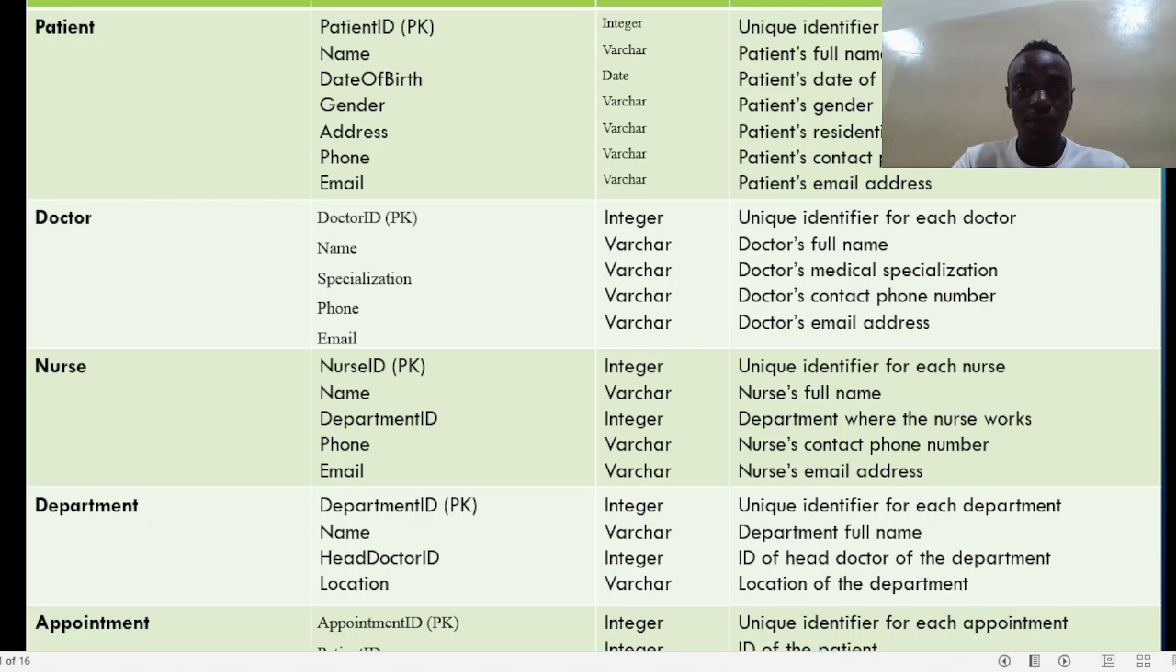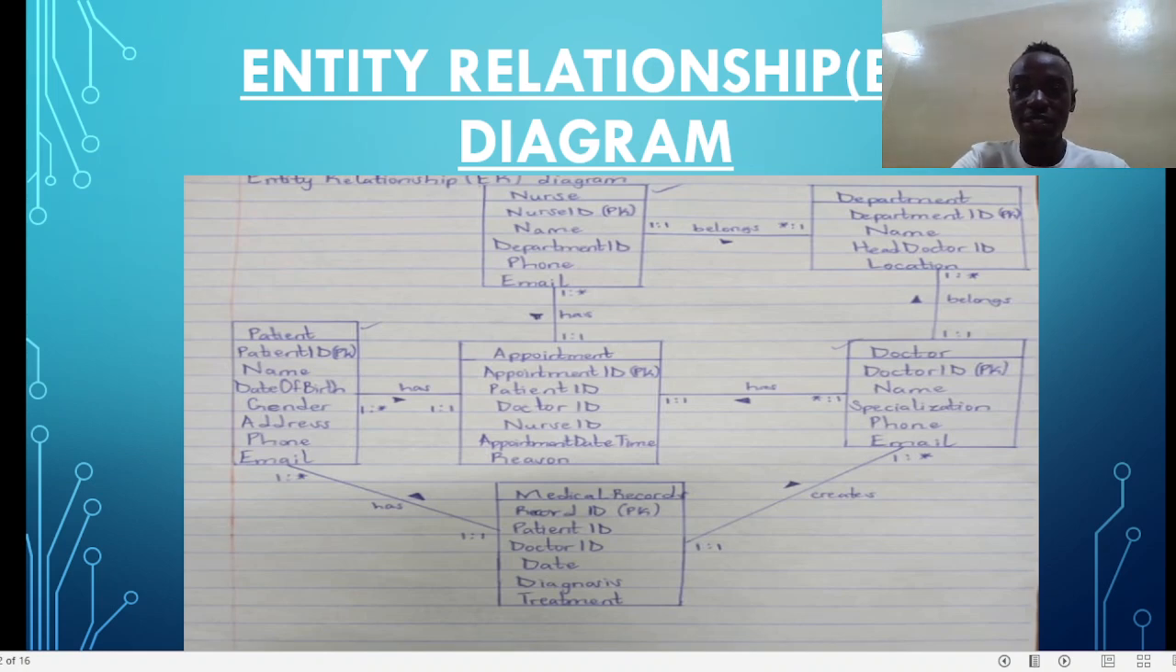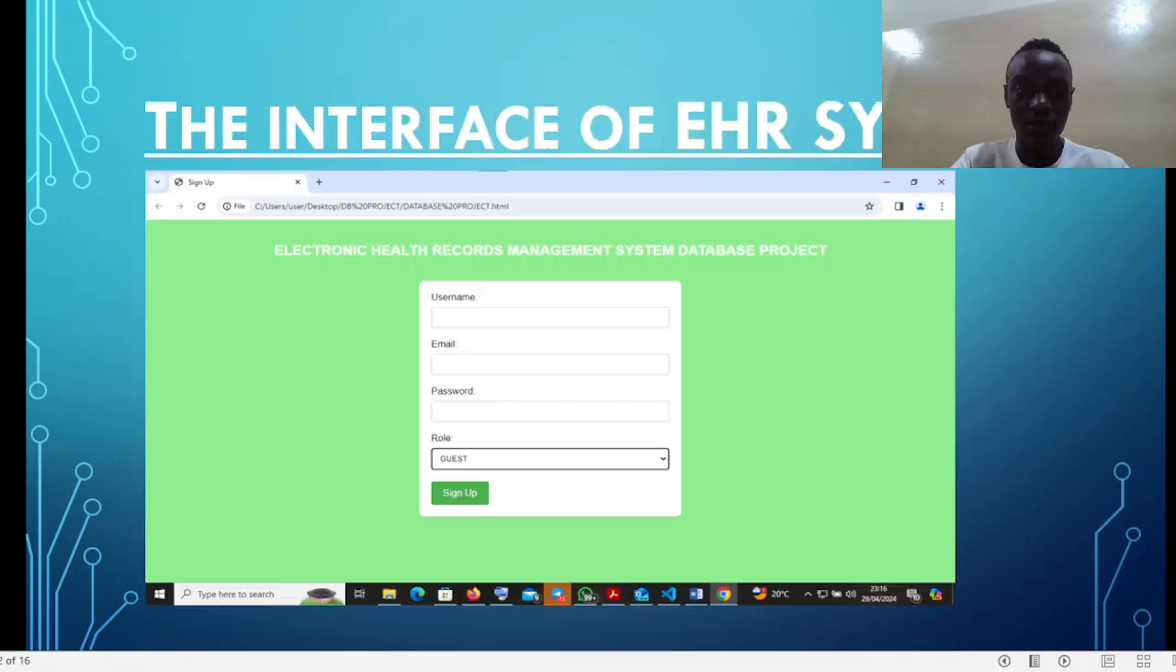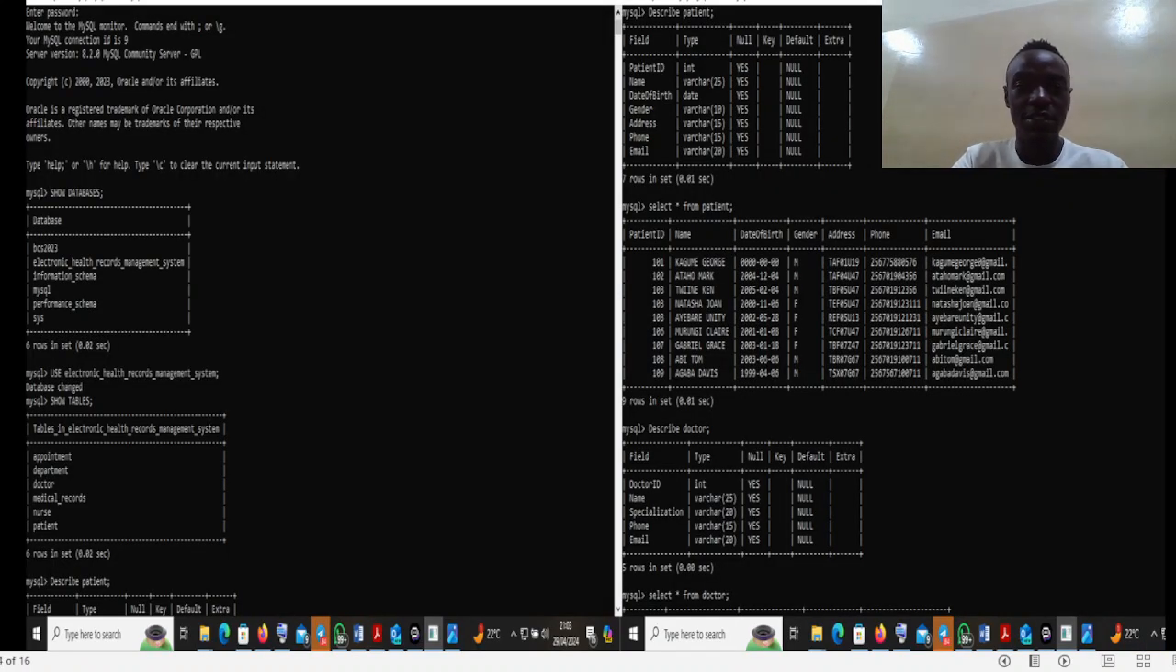Here is my table about the database project that I designed. We have patients, and patient ID is the primary key. We have doctor, we have nurse, we have department. All you see marked PK is the primary key. Here is my entity relationship diagram and its relationships, and I was able to design the interface of my system. This is how it looks. Then here is how I was inputting data in my SQL.